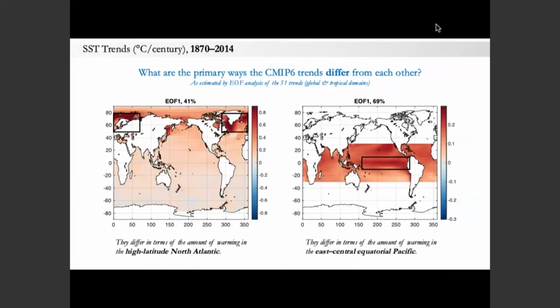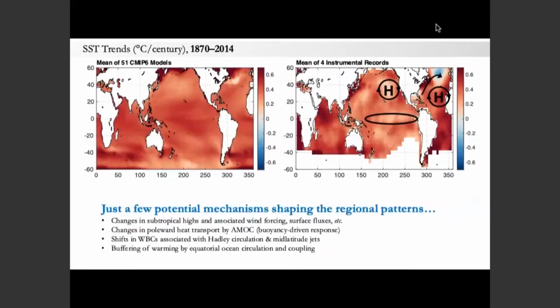And in fact, the equatorial Pacific writ large is sort of a spot that accounts for a lot of the difference in the trends. This is just an EOF analysis of the trends across the 51 models. And so it highlights regions that explain a lot of the intermodal differences in the trends. And interesting enough probably to the pattern effect communities, the tropical Pacific and the high latitudes really seem to be places where there's a lot of variance in the trends across CMIP6 models.